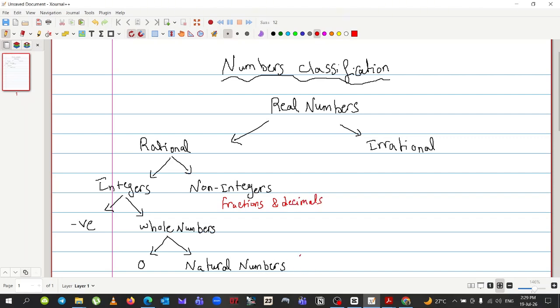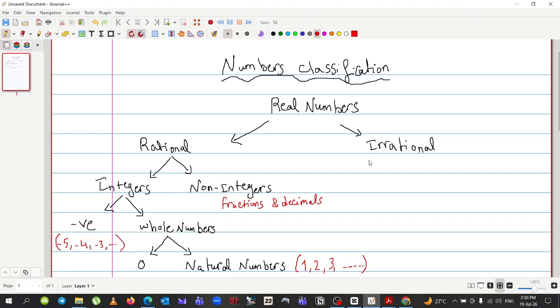The natural numbers are 1, 2, 3, and so on. They are the whole numbers that start after the 0. 0 is a whole number but not a natural number. Negative integers like negative 5, negative 4, negative 3, and so on. Alright? What about the irrational numbers?